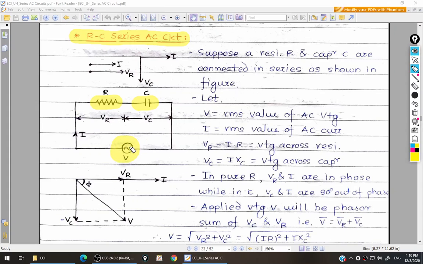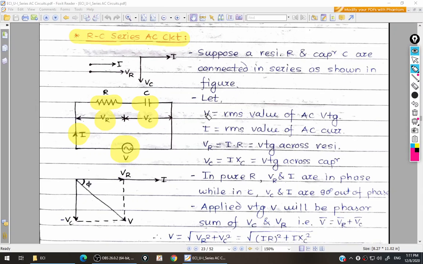So when this voltage is applied to this circuit, your voltage will get divided between two parts. Some voltage will drop across the resistance, and some voltage will appear across the capacitance. We call them VR and VC respectively, the resistor voltage and the capacitor voltage, or voltage across resistor and voltage across capacitance. When we connect the AC supply, current starts to flow through this circuit. When this current passes through the resistor and capacitor, voltage will develop across both of them.